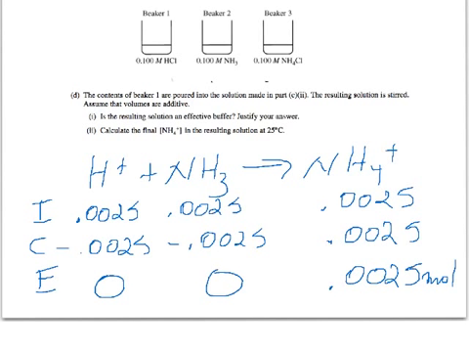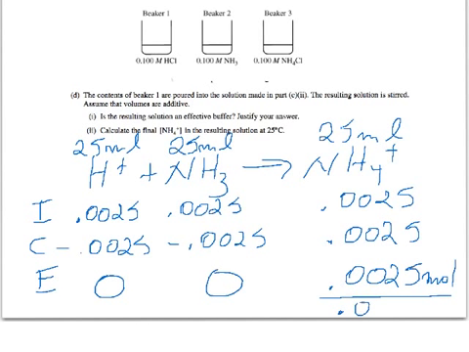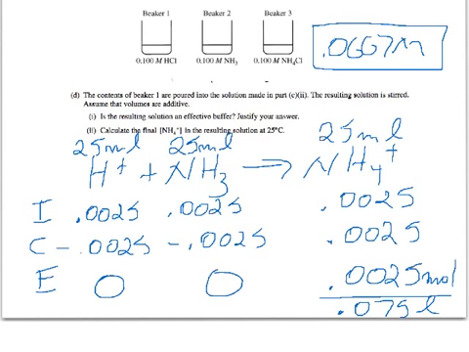And what's the total volume? So we had 25 milliliters of H plus, and we had 25 there and 25 there, so altogether we had 75 milliliters. So we're going to divide that by 0.75 liters, and when we do, we'll get a final concentration of 0.0667 molar. Okay, so that was last year's problem.